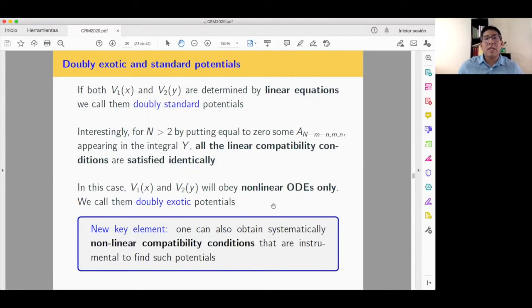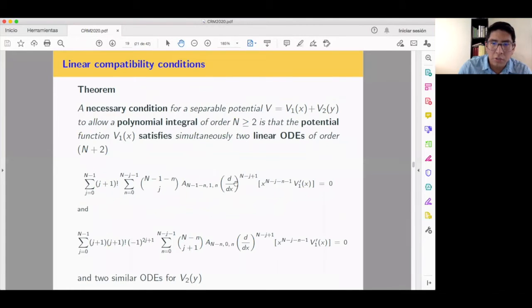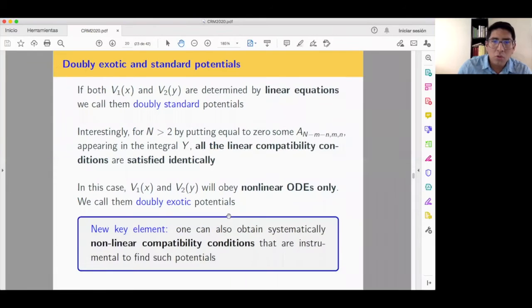Let me emphasize that even at n equals 3, people knew about nonlinear compatibility conditions, but they were sufficiently difficult to deal with. But if we take into account the linear equation I just described, those nonlinear compatibility conditions will contain fewer parameters than the generic expressions, and they can be solved. So this is the new key element, in addition to linear equations, to write and solve the nonlinear ones.